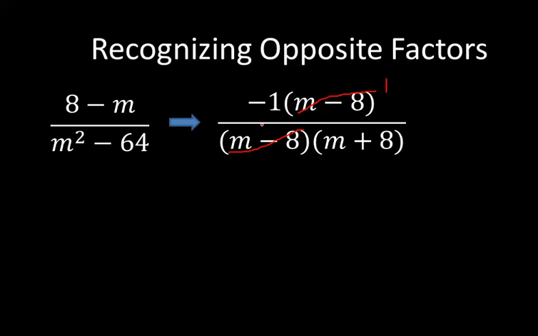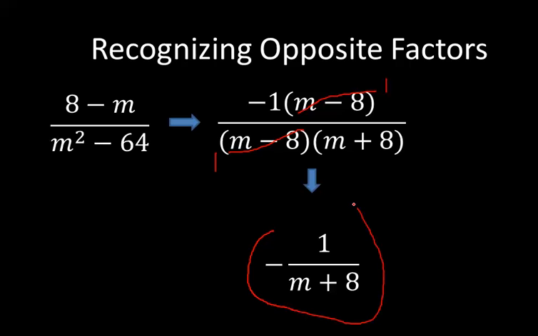leaving me with just 1. And if I multiply -1 times 1, I get -1. And at the bottom, 1 times m plus 8, I just get m plus 8. So again, my fraction is negative. To show my negative fraction, I can put the negative right in front of the fraction and write the numerator and denominator of 1 over m plus 8. So I get -1 over m plus 8.